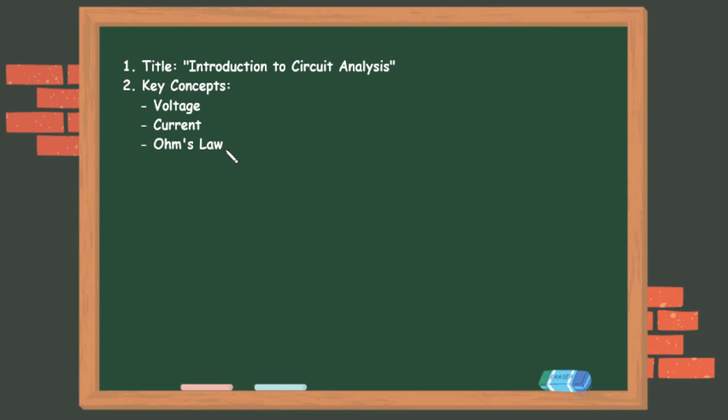4. Kirchhoff's laws. Kirchhoff's laws are fundamental principles used in circuit analysis. The first law, Kirchhoff's current law, KCL, states that the sum of currents entering a node or junction in a circuit is equal to the sum of currents leaving that node. The second law, Kirchhoff's voltage law, KVL, states that the sum of voltage drops in any closed loop in a circuit is equal to the sum of the voltage rises.